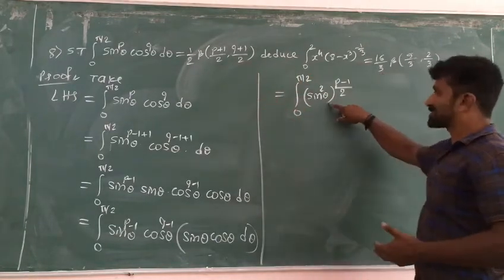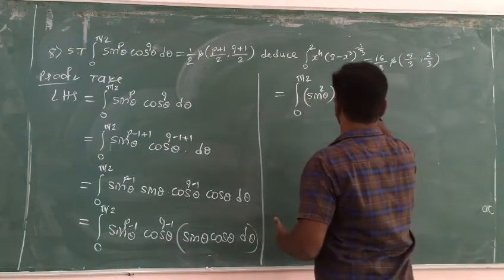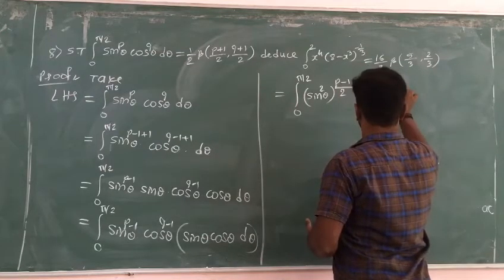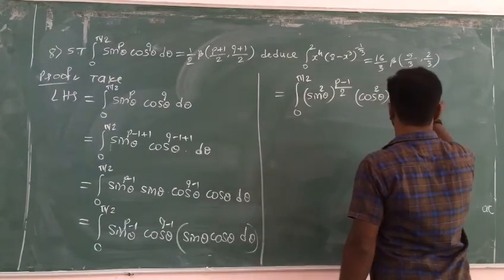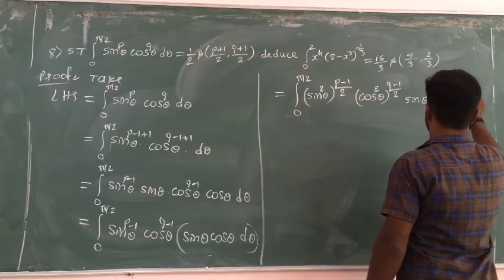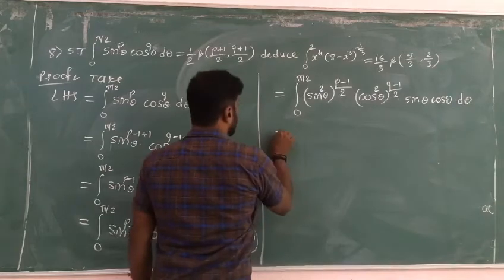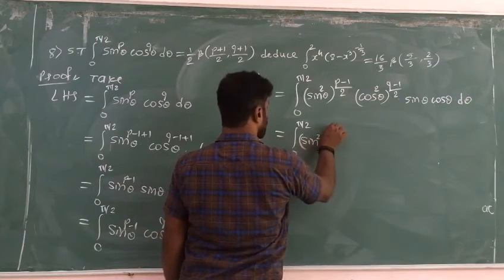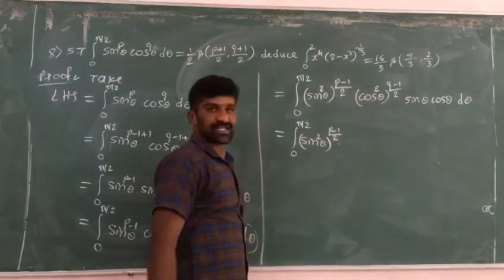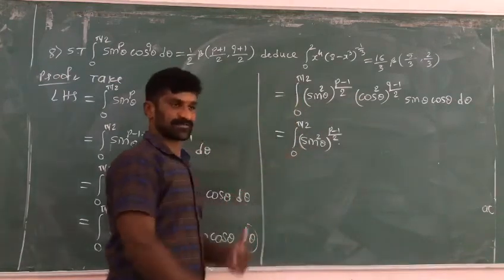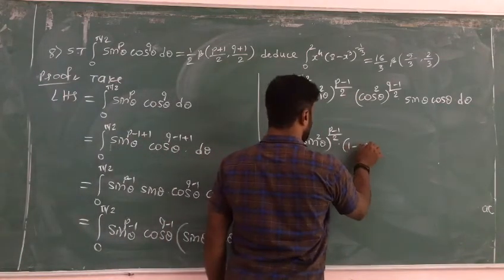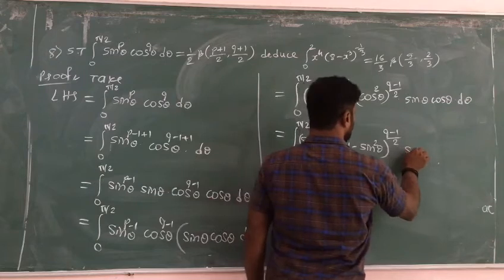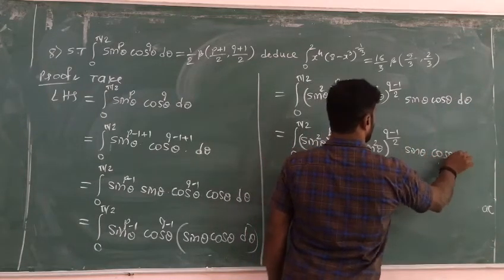So that's why I balance by multiplying and dividing by 2 into cos square theta raised to power of (q minus 1) by 2, into sin theta into cos theta d theta. So that equals the integral from 0 to pi by 2 of sin square theta raised to (p minus 1) by 2. Cos square can be written as 1 minus sin square, since we want the trigonometric function in terms of sin. So (1 minus sin square theta) raised to (q minus 1) by 2 into sin theta into cos theta d theta.